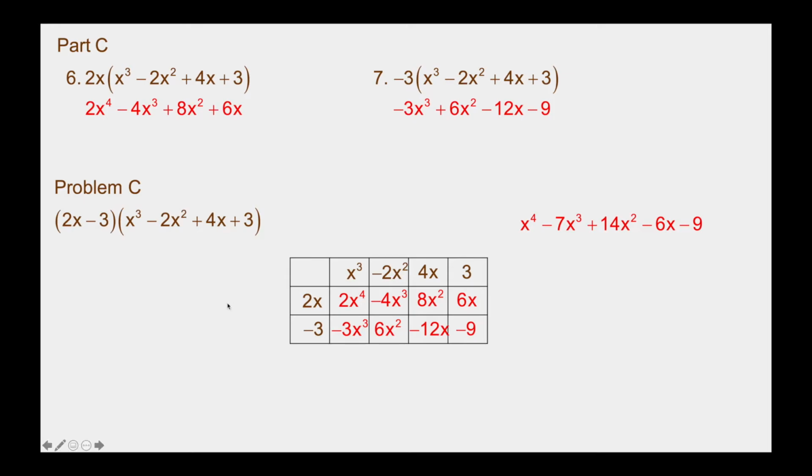When I go to combine, 2x to the fourth again has nothing to combine with. I look at negative 3x to the third and negative 4x to the third. Those combine to give me negative 7x to the third. 6x squared and 8x squared will combine to give me 14x squared. Negative 12x and 6x combine to give me negative 6x, and then negative 9 is going to stay just negative 9.